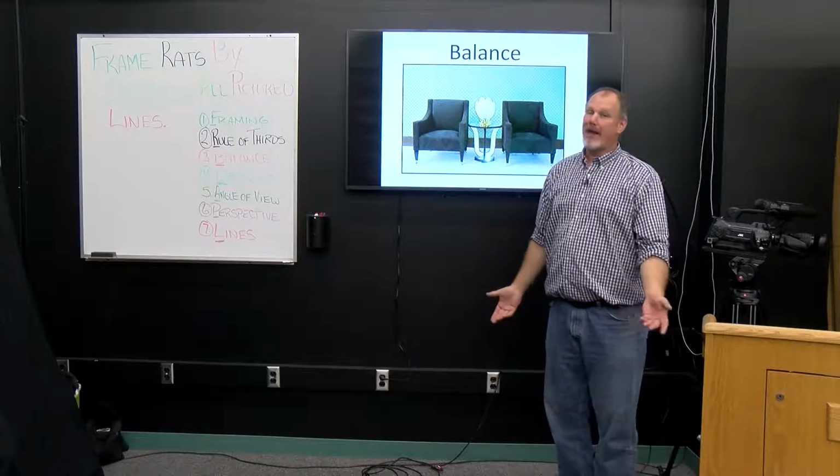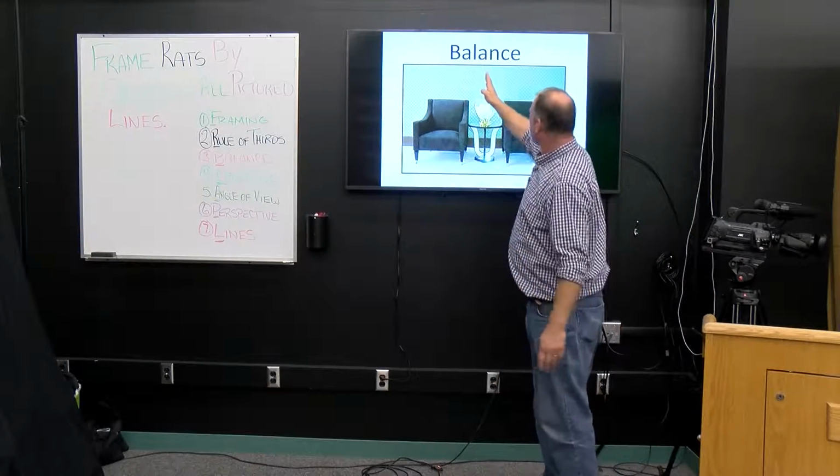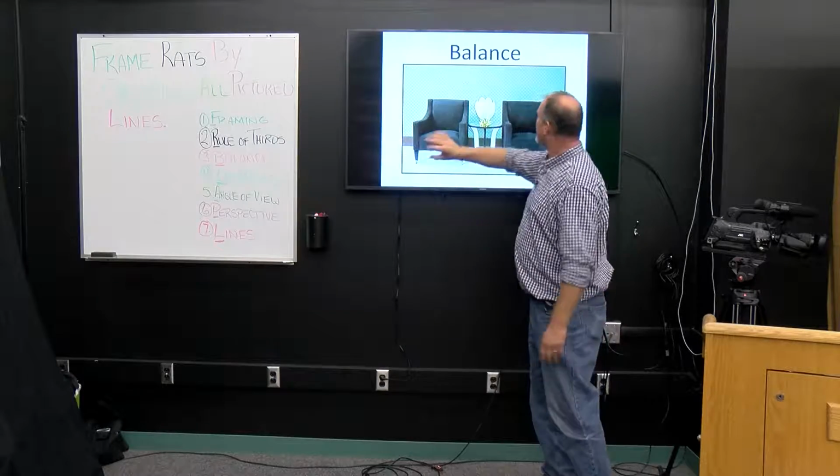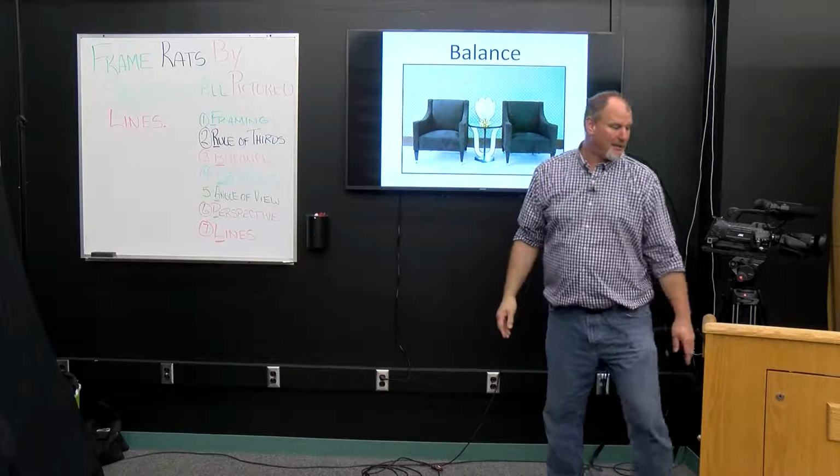The next one we have is balance. We talked about this, very simple. What do you do here? Cut it down the center. You've got just as much on the left as you do on the right. It's a balanced picture. That's very simple.